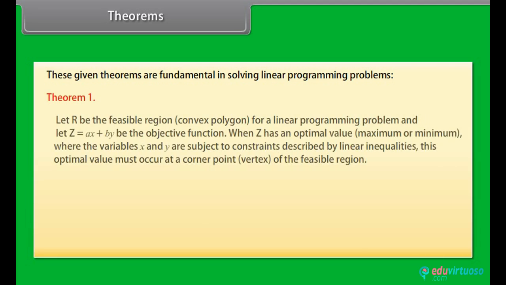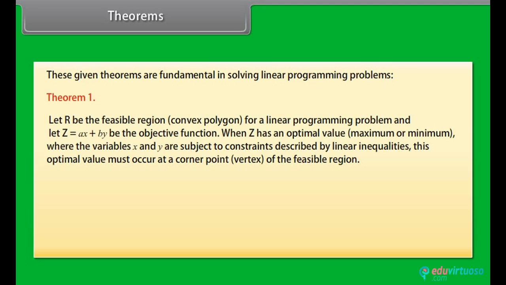Theorem 1. Let R be the feasible region, a convex polygon, for a linear programming problem, and let Z equals ax plus by be the objective function. When Z has an optimal value, maximum or minimum, where the variables x and y are subject to constraints described by linear inequalities, this optimal value must occur at a corner point (vertex) of the feasible region.